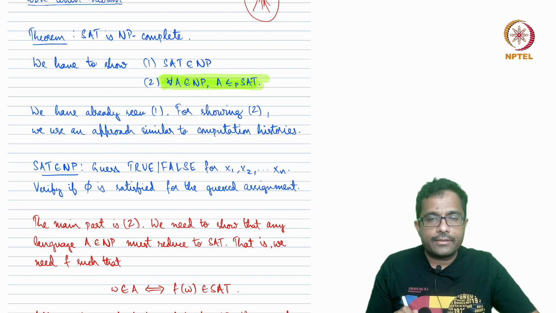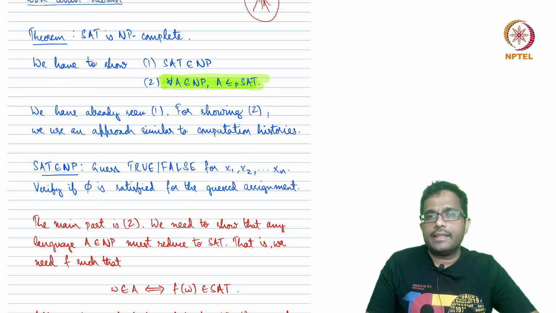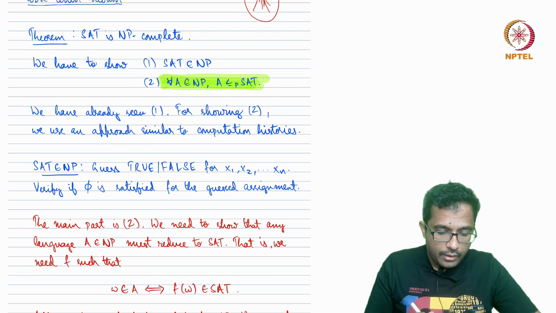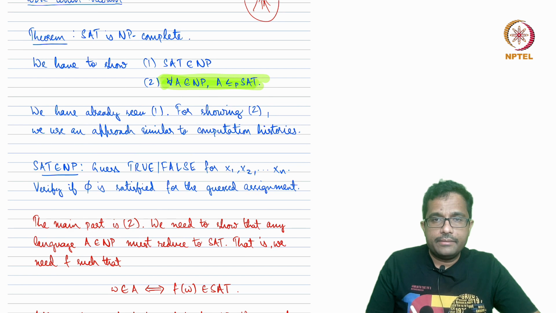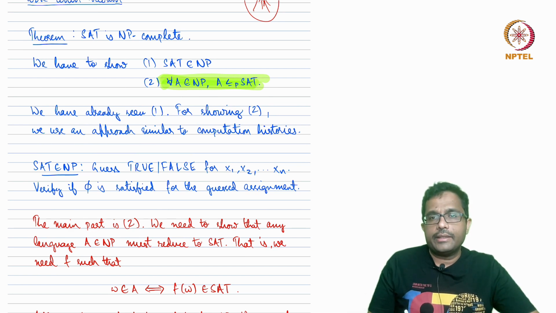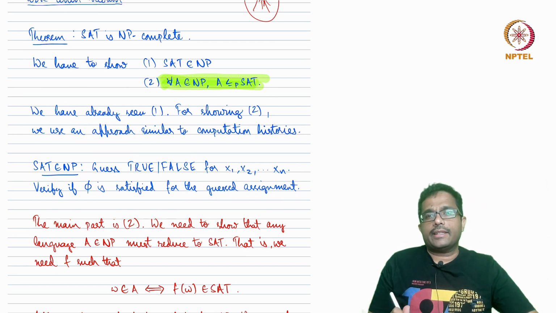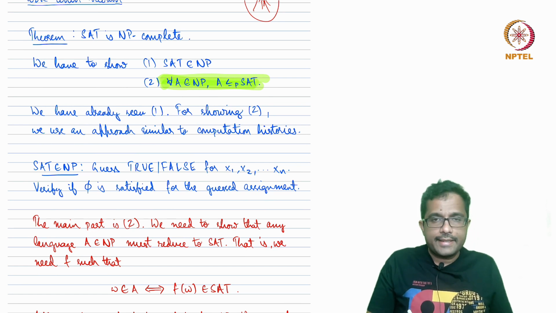If there is a satisfying assignment, one of these 2 power n guesses will be the satisfying assignment, and then we will accept. If the formula is not satisfiable, none of these guesses will lead to a satisfying assignment. Hence, all the paths will lead to reject, because whatever you try out, it's not going to work. That is how we show that SAT is in NP.